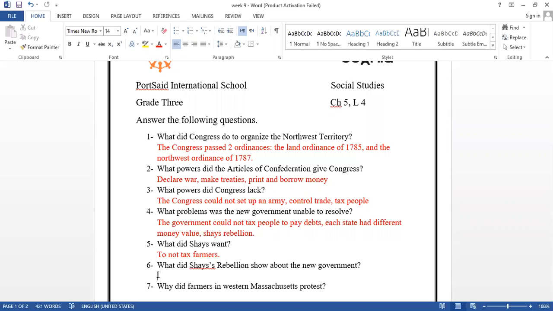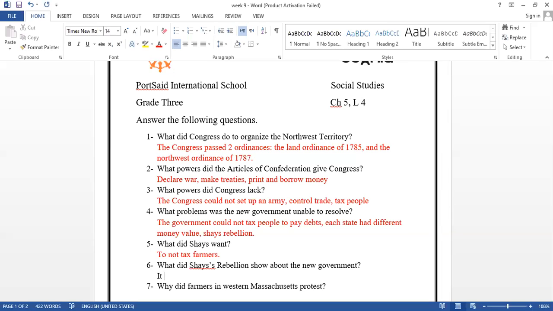Now, the Articles of Confederation is very weak, very unfair. Why? Because they made each state tax people. In Massachusetts they tax farmers, but in New York, for example, they didn't tax farmers. So there are differences between the states. Why do farmers in Massachusetts pay taxes, but farmers in New York didn't pay taxes? It's unfair. So this shows that the Articles of Confederation is not working well. It is unfair, and it is a weak government.